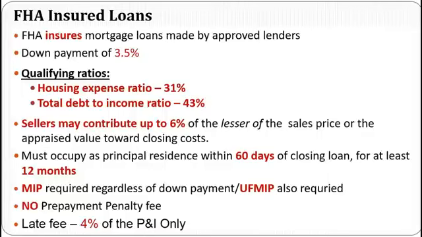What kind of loans have PMI? Conventional. What kind of loans have MIP? FHA. What kind of loans have UFMIP, a one-time fee? FHA. Just keep it that simple and pass the test. No prepayment penalty. The late fee is 4% of the P&I only.